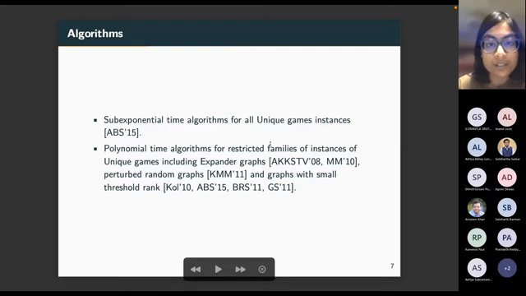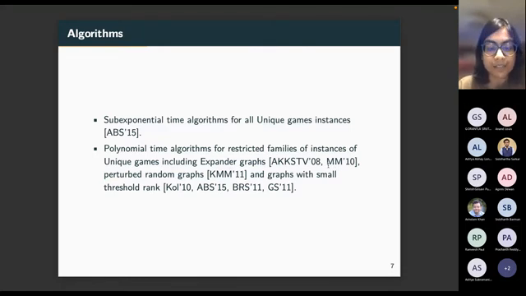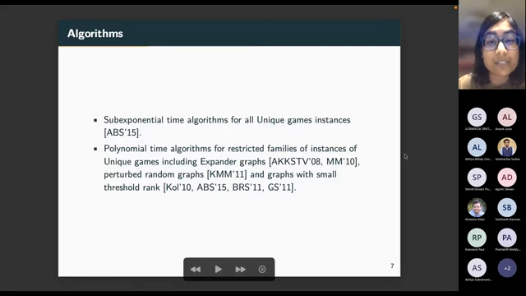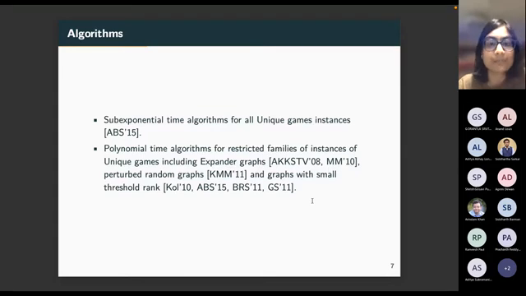So what these results AKKSTV and MM10 basically say is that random instances of unique games are easy. And again, contrasting with 3-SAT, there is a conjecture that random instances are also hard. So that's why it's very interesting. And up till 2018, there was no consensus on whether this conjecture is true or false.